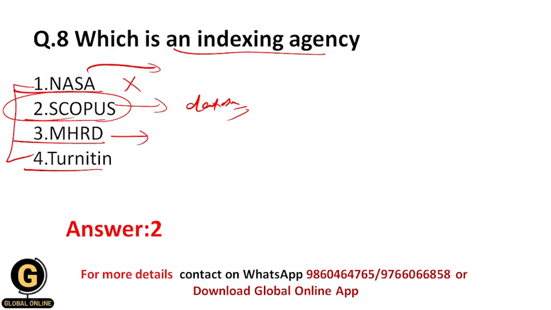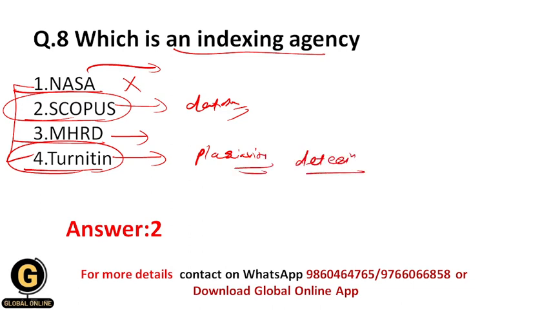And MHRD, all of you are well known about MHRD. This is the Department of Higher Education, and it is responsible for the overall development of basic infrastructure of the higher education sector, right? And Turnitin, as we have seen earlier in yesterday's video, is plagiarism detection software. This is commercial plagiarism detection software, and it sells its licenses across the globe to different universities and academic institutes, right? And that's why this option gets eliminated. Again, the MHRD option gets eliminated. So your correct answer is Scopus.